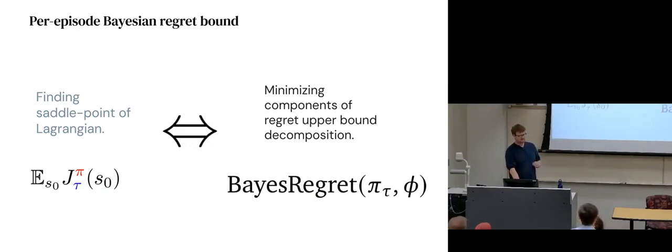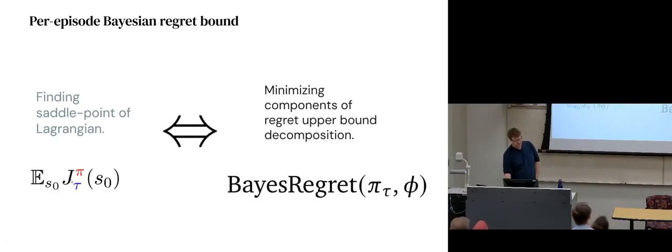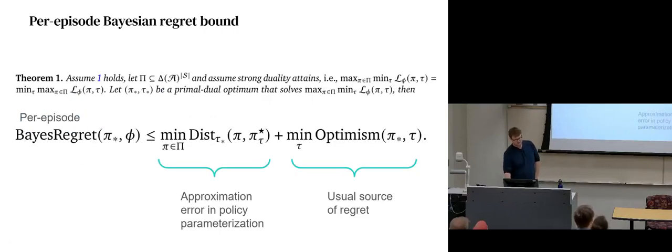And it turns out that finding the saddle point of this value function, this Lagrangian or whatever, is equivalent to minimizing these two components individually. There's a result in one of these papers where we show that the per episode Bayesian regret, if you find the minimax point over pi and tau of this value function, assuming that strong duality attains, so it's a bit of a restriction, is such that you are basically minimizing these two components individually.